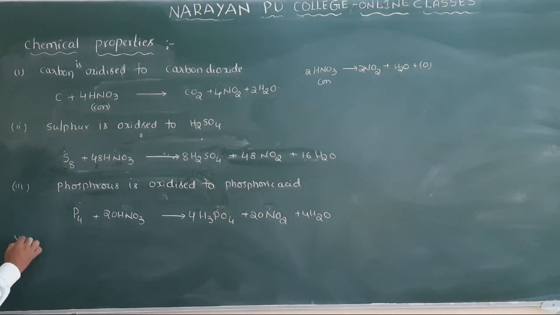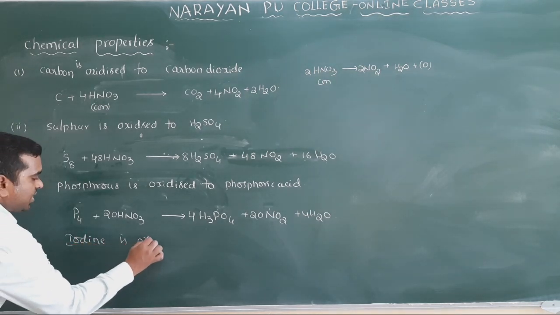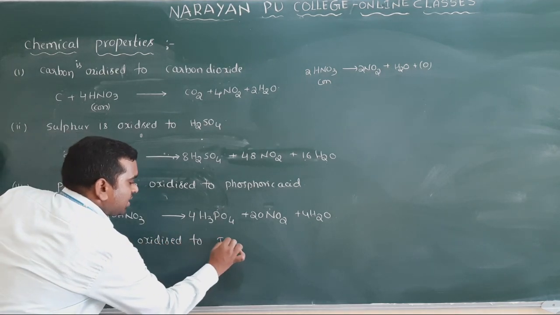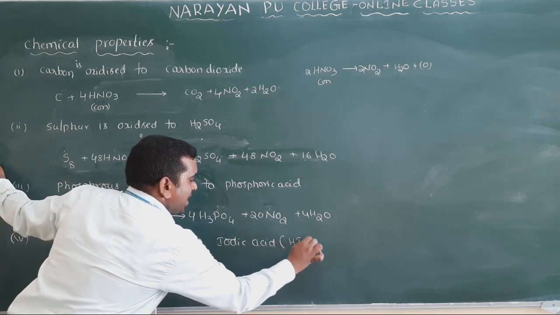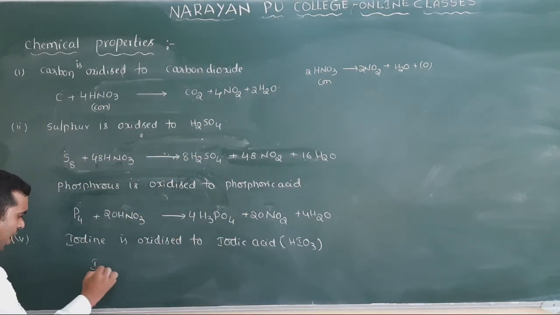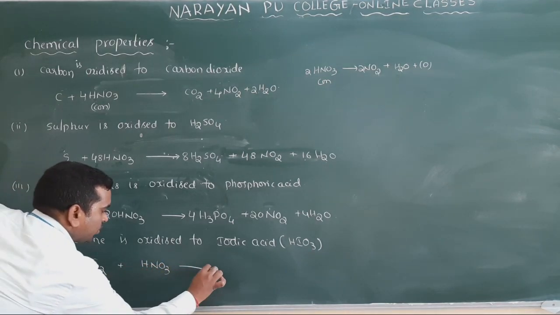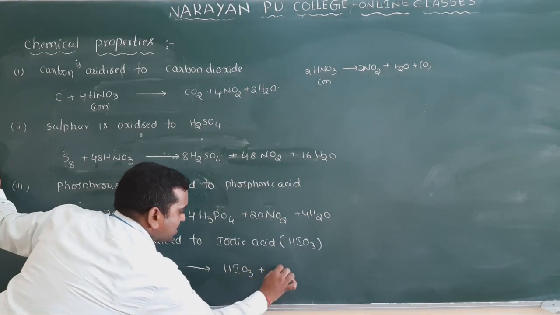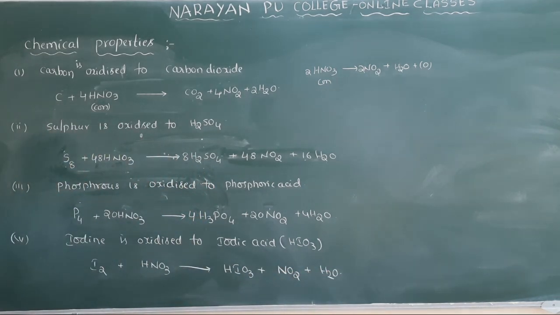And the fourth one, iodine is oxidized to iodic acid. What is the iodic acid formula? HIO3. Clear? Same balancing, how to write here. Same, you have to do the balancing. Iodine means what is the formula? I2 plus HNO3. So HNO3 oxidizes the iodine into iodic acid and itself undergoes reduction to NO2 plus H2O. Clear? Balance here.